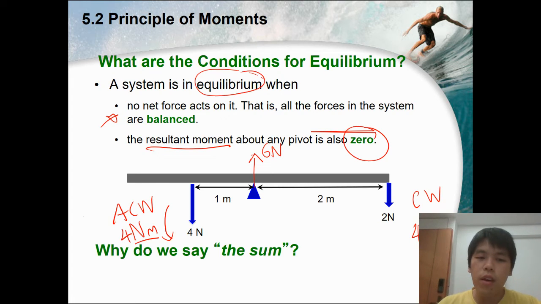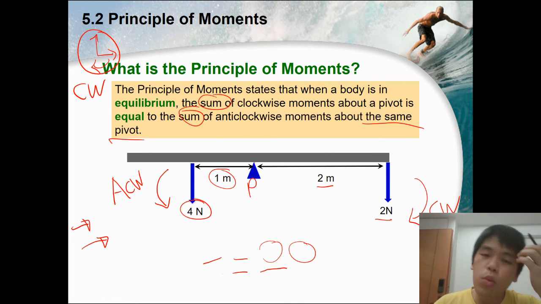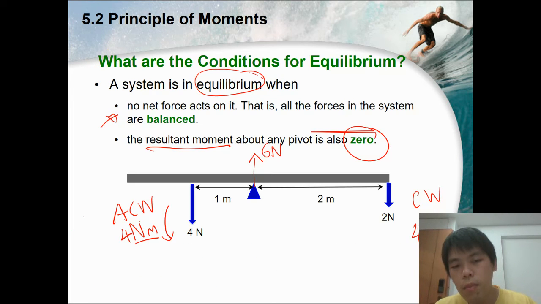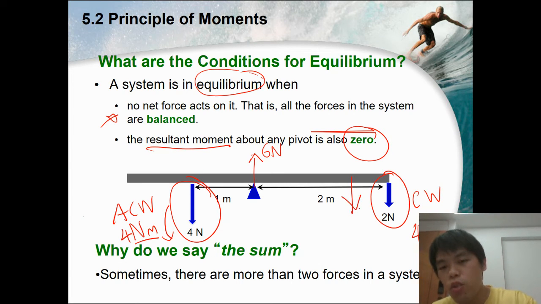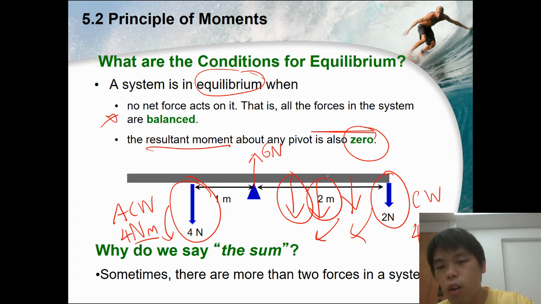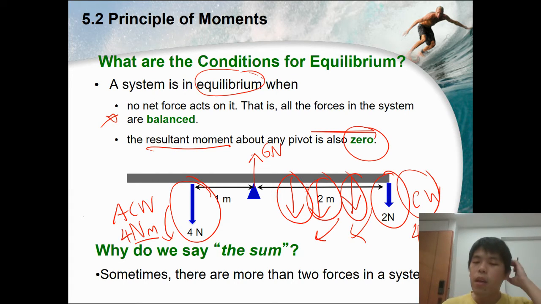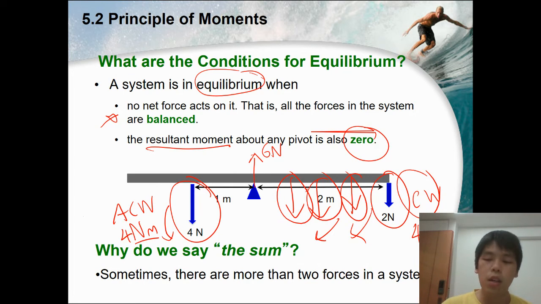Okay? All right. Next, in your definition itself, you said the word sum. Why do we have the word sum? It simply means that sometimes there's not only one 4 newton force, not only one 2 newton force, there can be more. So there can be 2 forces giving clockwise, maybe even 3, maybe even 4. There are a lot more forces coming. So what you want to do is sum up all the clockwise moments together, add them all up. That will be your clockwise moment side. Similarly for your anti-clockwise.